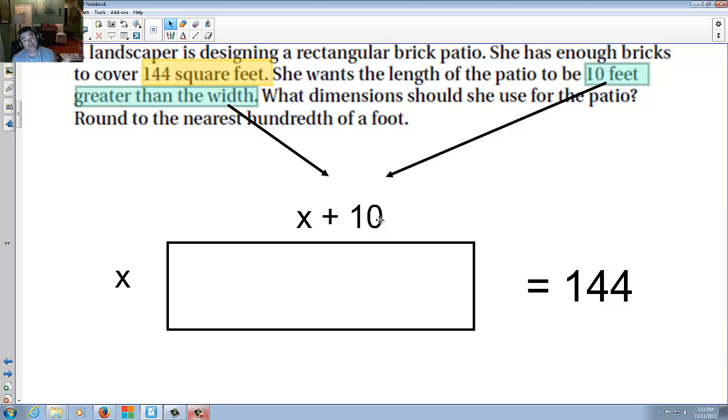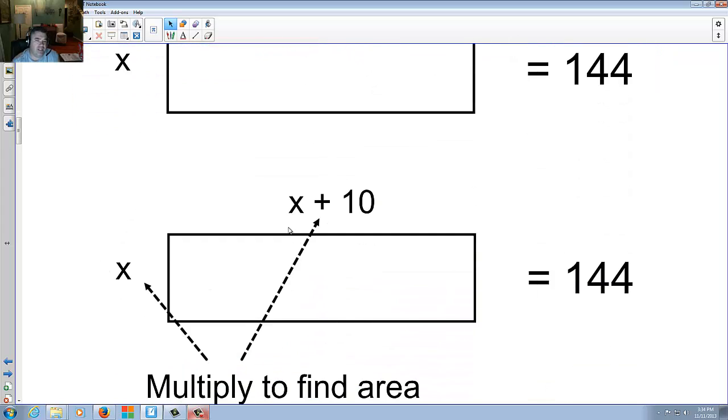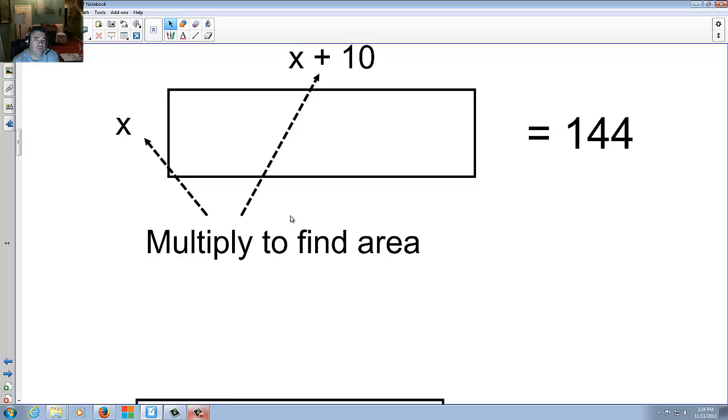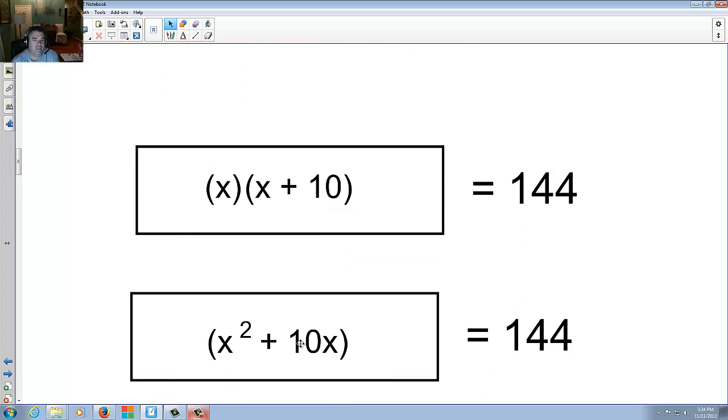I don't know what the side is, so the side's x. I know the length is x plus another 10 feet. So x and x plus 10, and the whole thing is going to be 144 square. So these two multiplied will equal 144. So x times x plus 10. Again, you want to multiply them out. Well, x times x is x squared. x times 10 is 10x here. And the whole thing is going to equal 144.